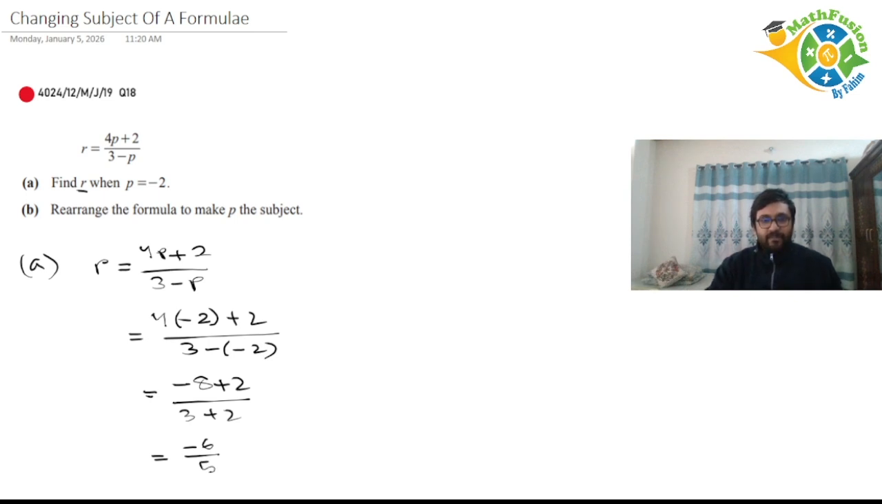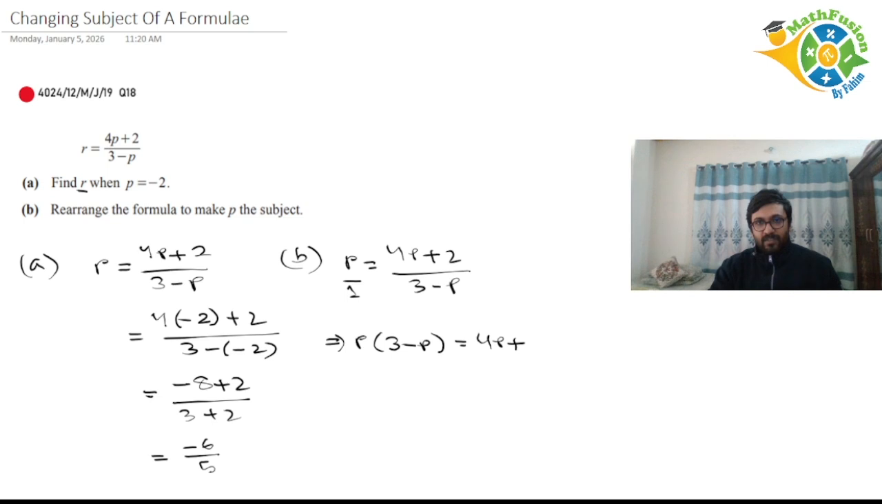In part B, they tell us to rearrange the formula to make p the subject. To make p the subject, first we need to cross multiply. So r(3 - p) equals 4p + 2. Then we need to expand the left side of the equation: 3r - pr equals 4p + 2.